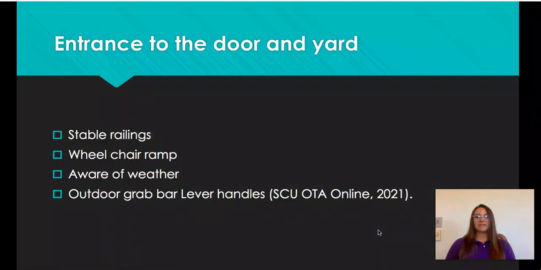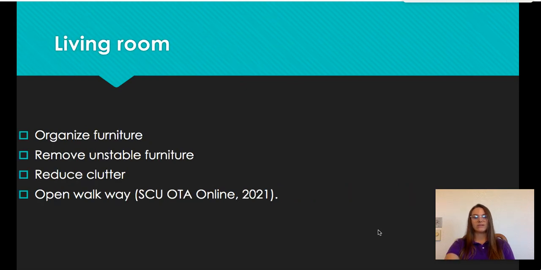So for the entrance to the door and the yard, you can have stable railings outside so you can hold on, especially if you're going through your bag and you get something. It can prevent falls. If you're in a wheelchair, you can have a wheelchair ramp. Make sure you're aware of the weather. It might be a good idea to have some kind of a cover over your door, especially if it rains a lot. And you can have an outdoor grab bar with lever handles.